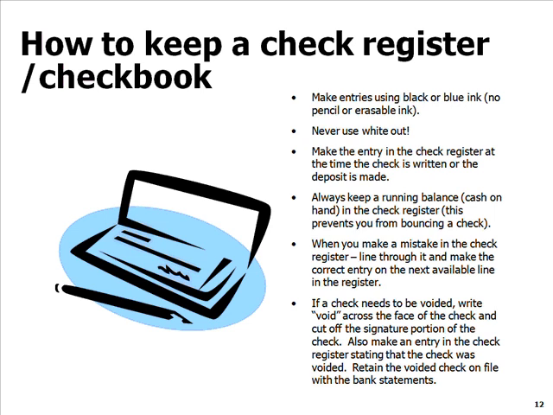If a check needs to be voided, write void across the face of the check and cut off the signature portion of the check. Shred and throw away this section. Also, make an entry in the check register stating that that particular check was voided and retain the voided check on file with the bank statement.